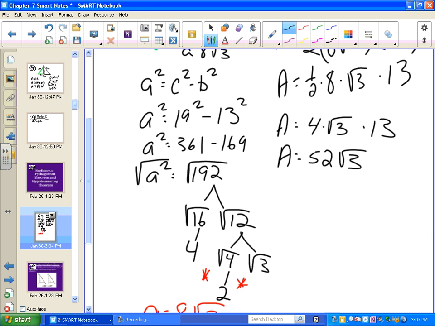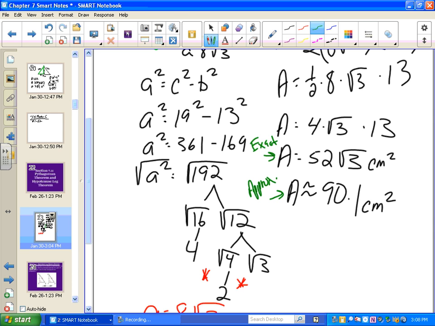And when we do 52 times the square root of 3 on your graphing calculator, we get the area rounded to the tenth is approximately 90.1, and that's going to be centimeters squared. So this answer here, this is the exact, and this answer here, this is an approximate, as the directions stated, rounding it to the nearest tenth. So I wanted to show you both ways there, how to get it exactly, and then how to get the approximate way, right? Because you're going to have to know how to do both.